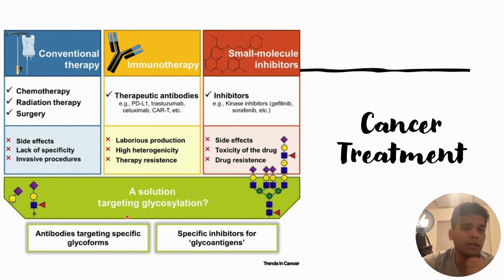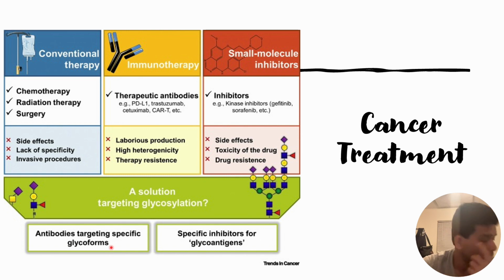So what is the next possible solution that researchers are focusing on? It is targeting glycosylation. It has been reported many times in the literature that cancer has aberrant glycosylation. Cancer tumors have aberrant glycosylation going on within the cancerous cells.